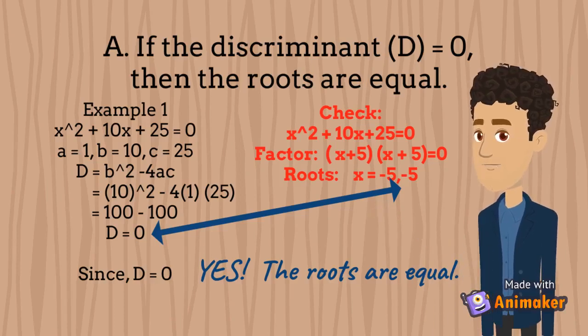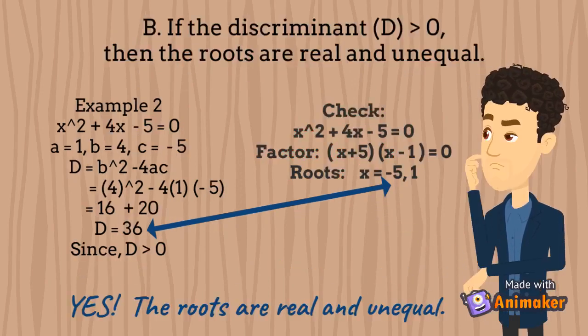By checking, x squared plus 10x plus 25 equals 0. Factor: quantity x plus 5 times quantity x plus 5 equals 0. The roots are -5 and -5. Since d equals 0, yes, the roots are equal.